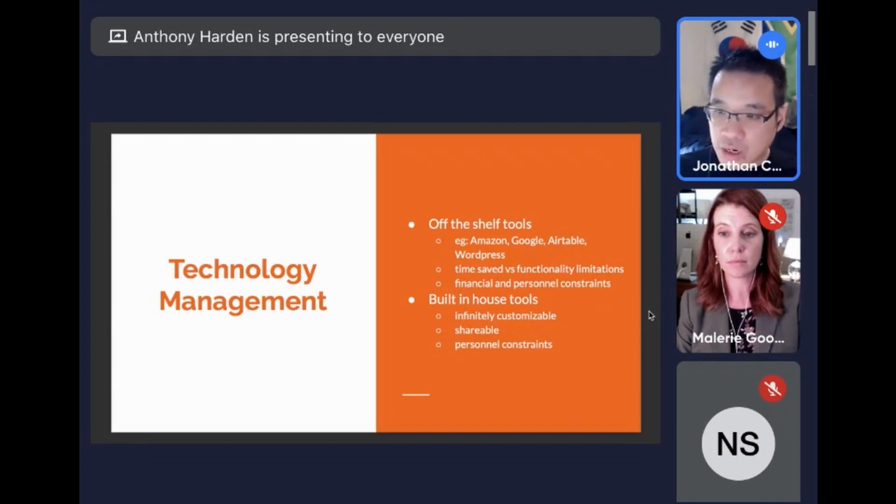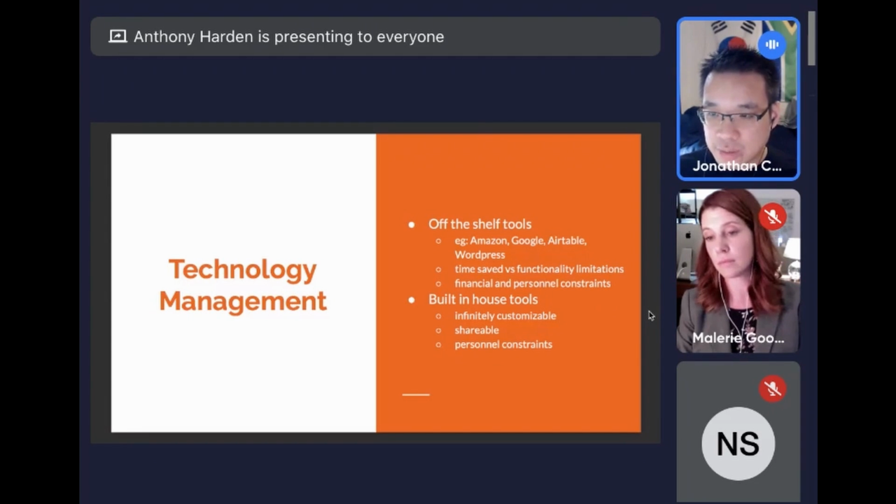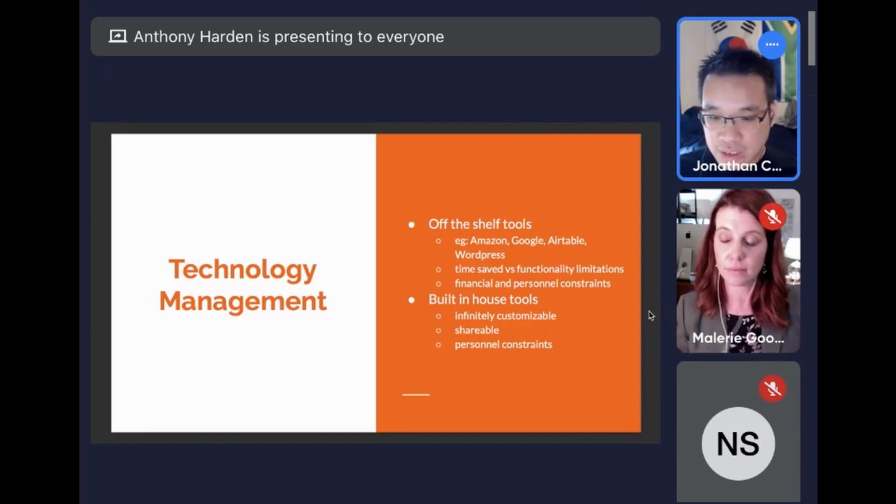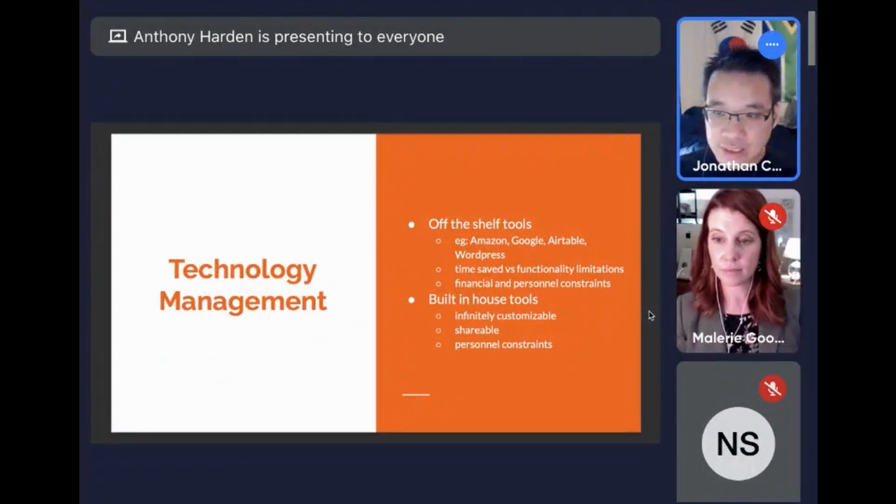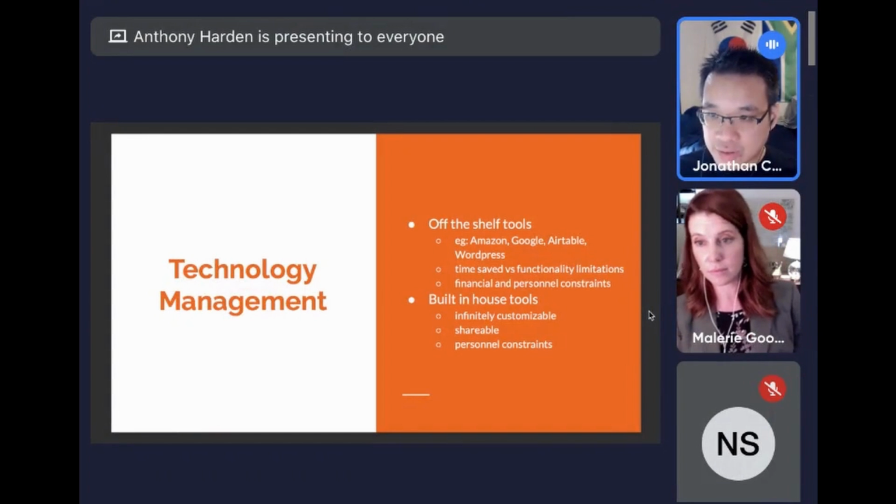Counter to those off-the-shelf tools, we found that it's sometimes easier to just build the tools in-house. The benefit of this is they are infinitely customizable. So anything that we need to do, we're able to just invest that time into coding out that tool and making it work.